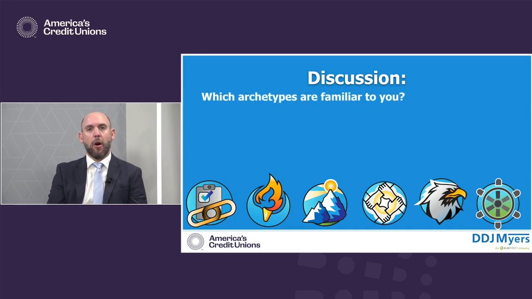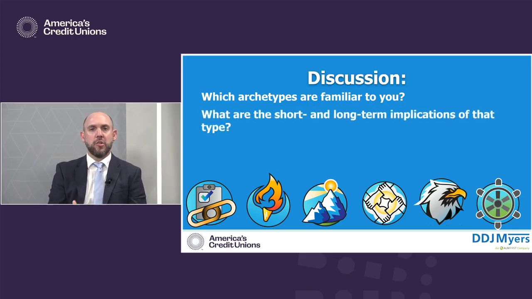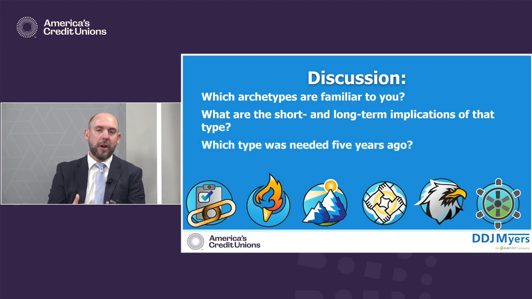Which archetypes are familiar to you? Meaning, in this current credit union board, or maybe in your life, can you put a name and a face to the archetype? Well, what's the impact of that? What are the short and long-term implications of this? What type was needed 5 years ago? And I'm going to ask you to think about it like this. What if we would have embraced a different archetype 5 years ago? How would things have been different today?